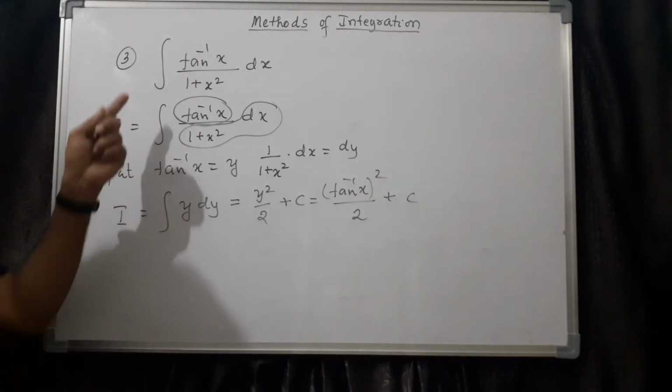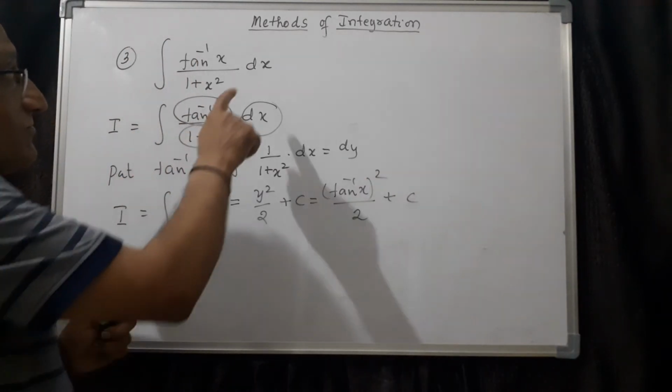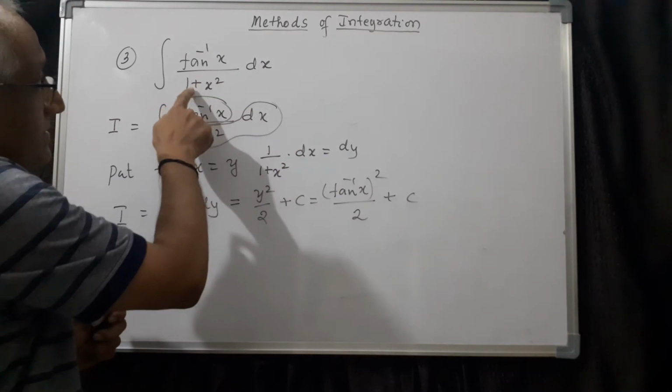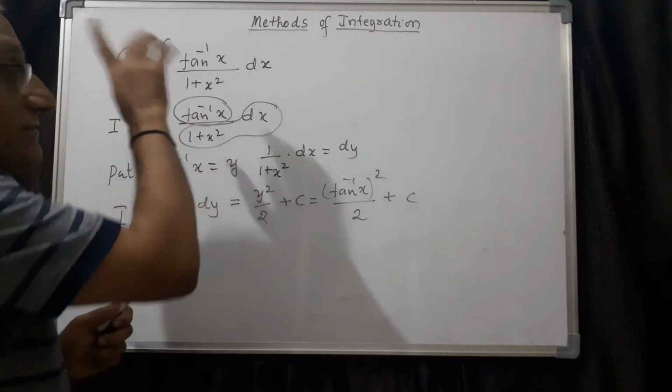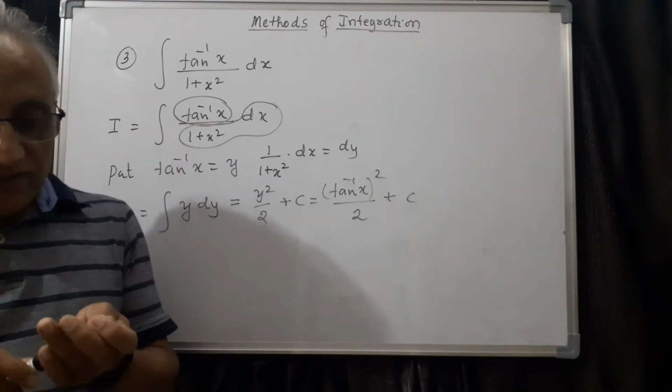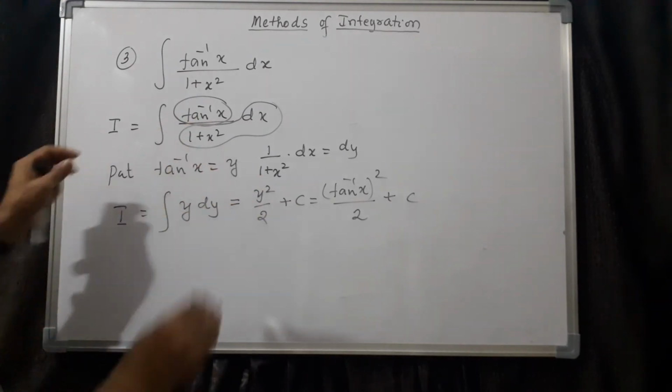Like this, given any function, first what you have to identify is where this type of expression comes. You have to identify that it is the differentiation of the given function. That is how you have to substitute. So these are 3 examples.